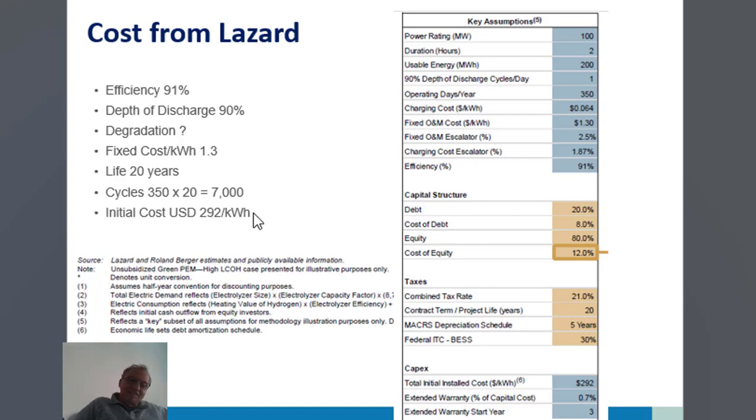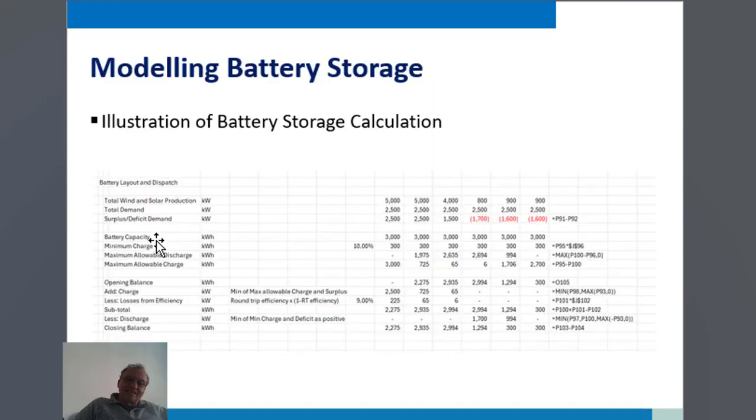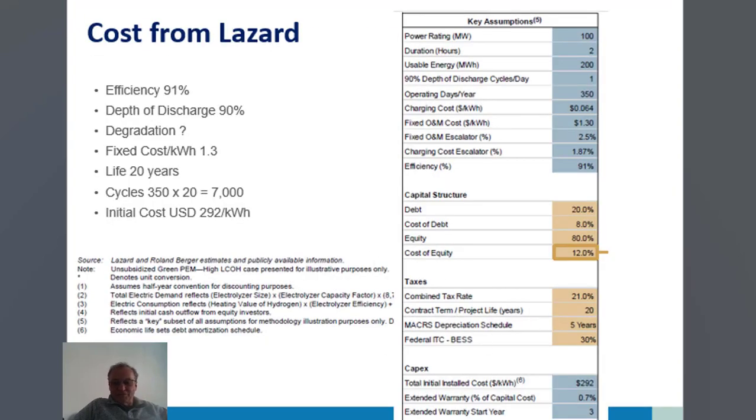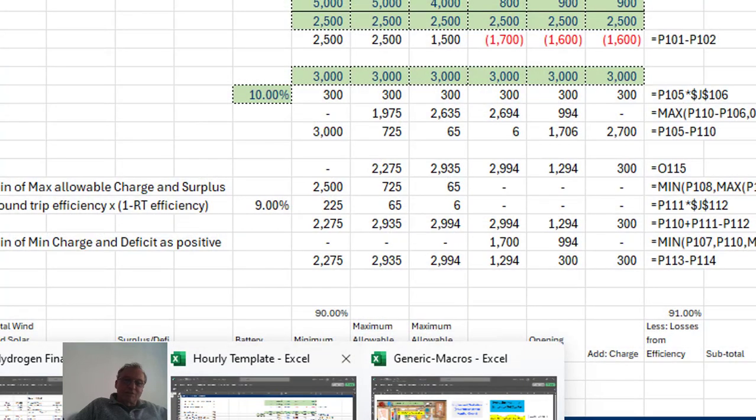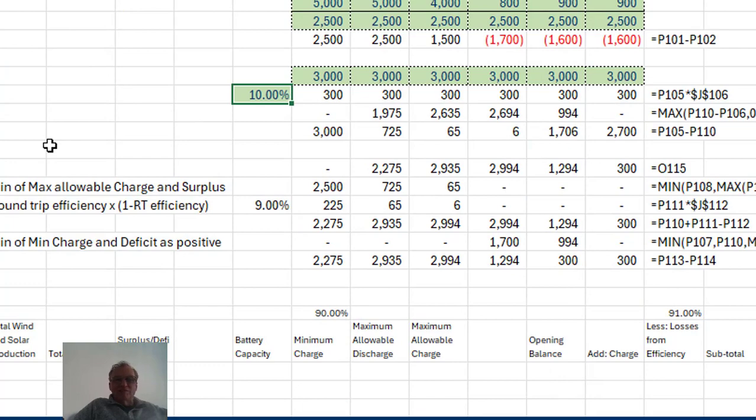And then they put this initial cost, which is a little bit lower these days, and that's one of the reasons I used it. So let's use that, about 300 USD per kWh, and that's supposed to cover everything. So that gives us a starting point. Of course, you put your own characteristics in there.